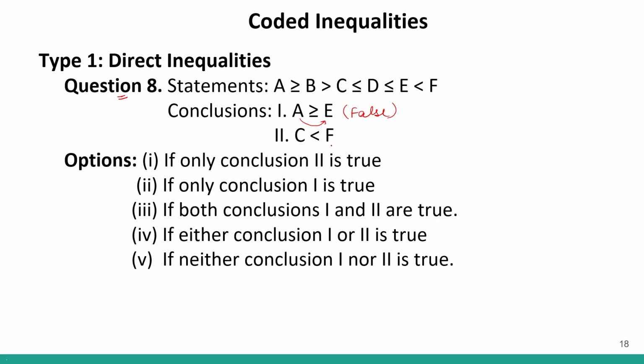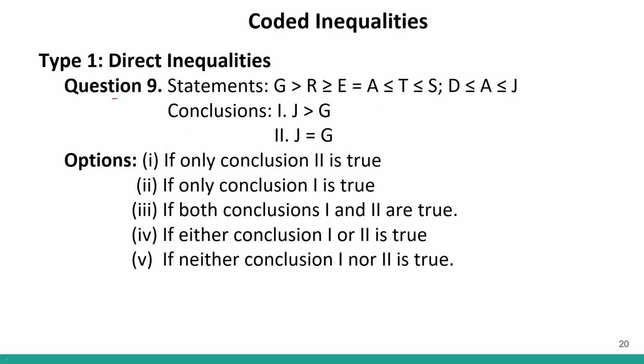Now I have to check whether F is greater than C. So we will move from F to C. Correct? So based on this much information, I can definitely say that F is greater than C. Correct? I can move from F to C. I can move from F to E, E to D, and D to C. Correct? So this information is true. This conclusion is true. So my answer will be that only conclusion 2 is true, which is given in option number 1. Therefore, option number 1 will be my answer. Am I clear?